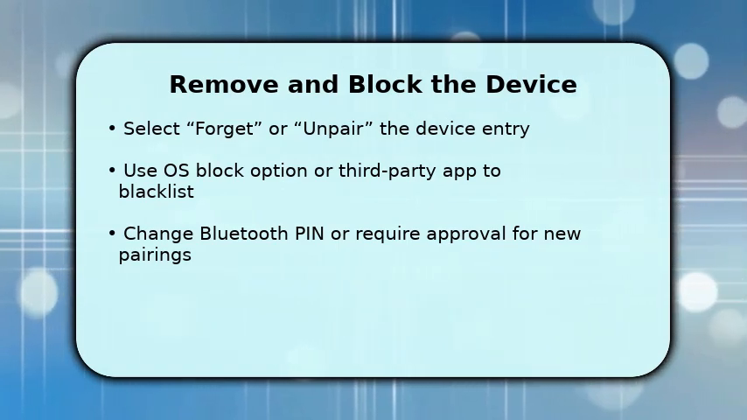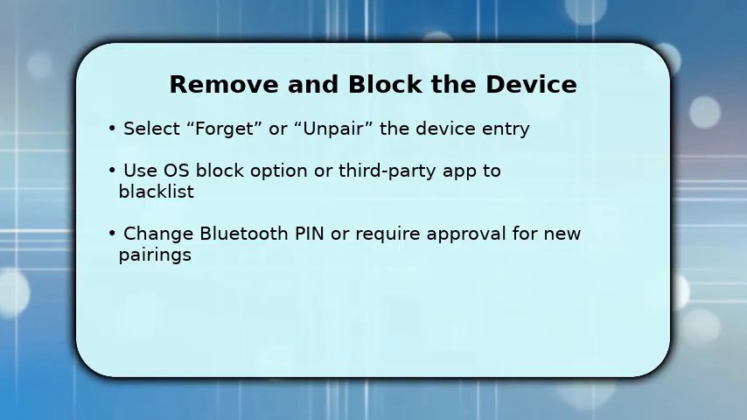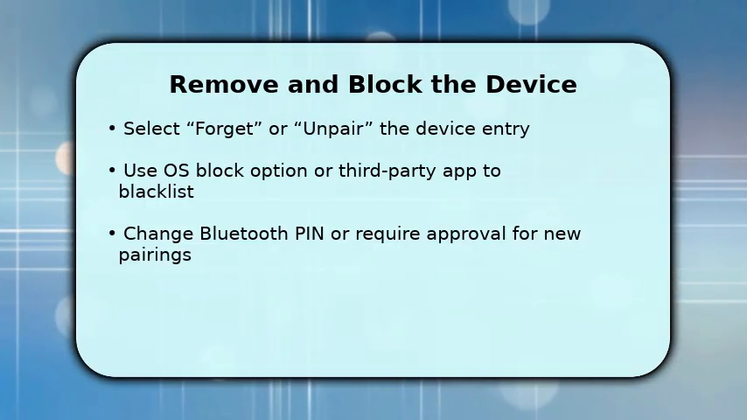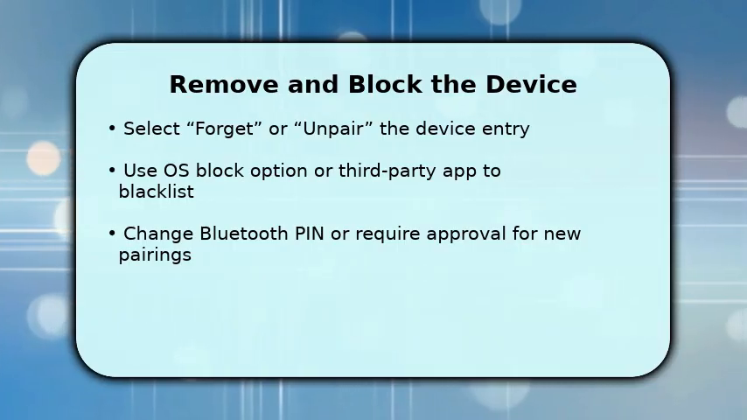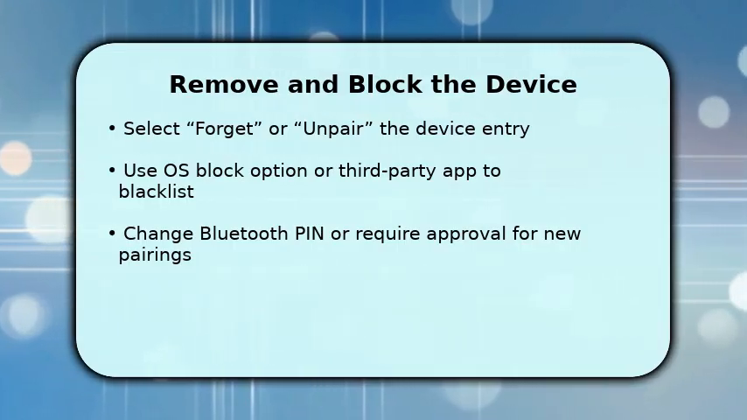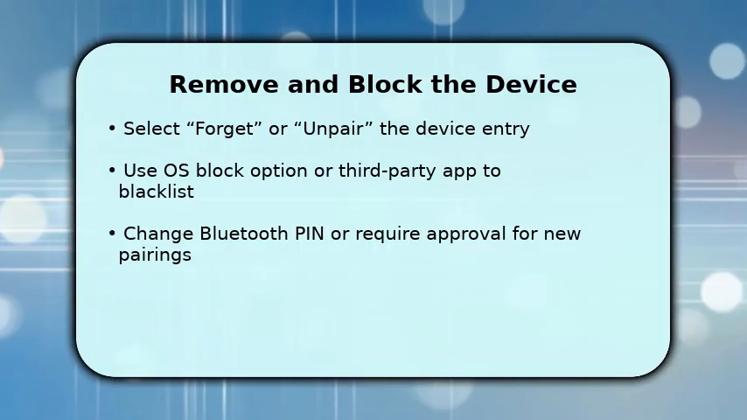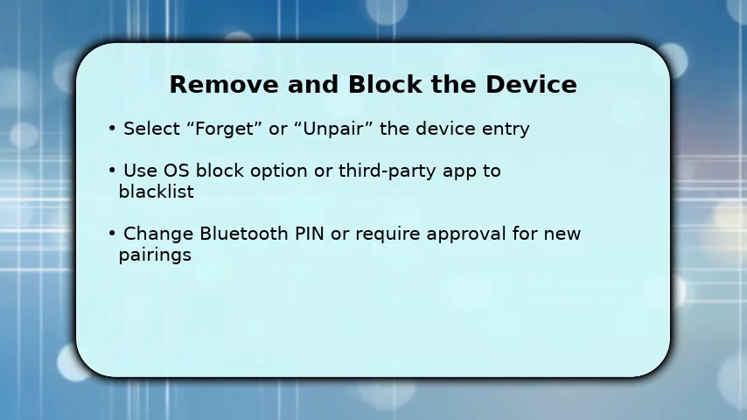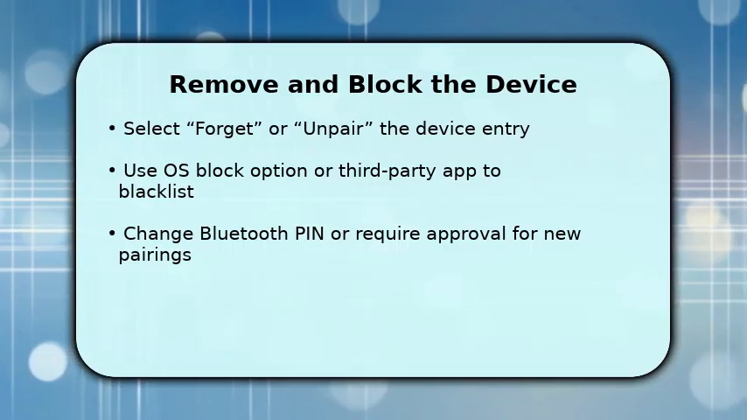Tap Forget or Unpair to remove stored keys. This prevents automatic reconnection. Next, use your operating system's block or blacklist feature if available, or install a reputable security app that can deny pairing by MAC address. Change your Bluetooth PIN or set pairing to require confirmation so unauthorized devices cannot pair.